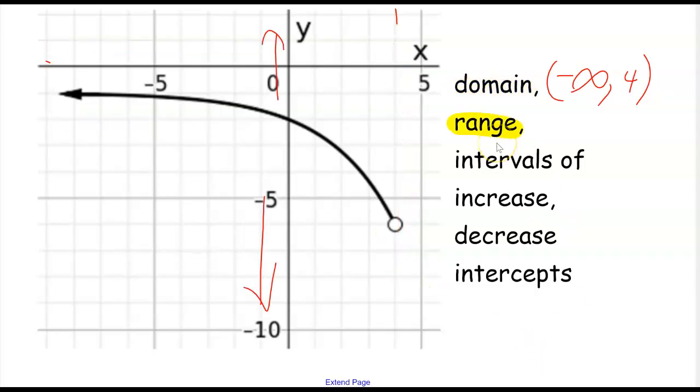Now let's look at the range. All the possible output values, how low to how high. It's going in between here. So the lowest it goes is negative 6. The highest it goes is negative 1. Negative 6 to negative 1. It doesn't include negative 6, and it never touches or passes negative 1. So the range is negative 6 to negative 1.